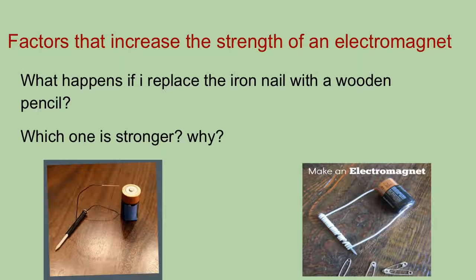And then what happens if we replace the iron nail, pictured on this side over here on the right-hand side, with wood, or with a pencil? Which one would be stronger and why? And some of you did try this with the wooden stick for the electromagnet, so use what you had seen to try and come up with your answer.